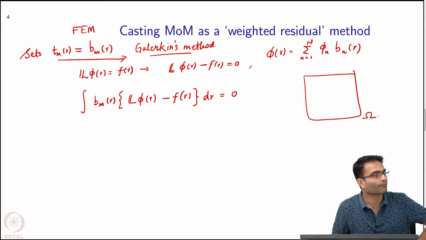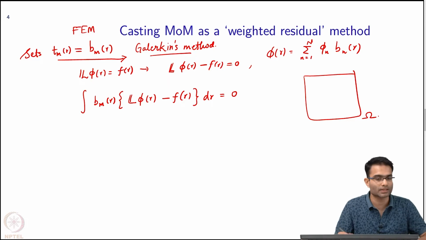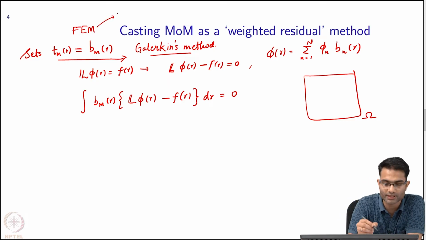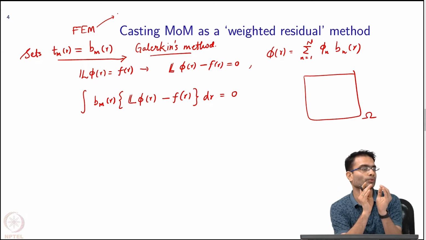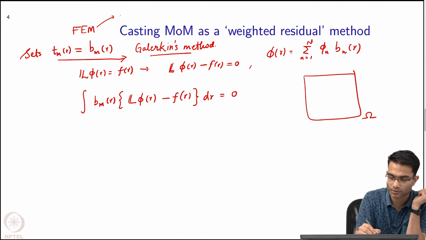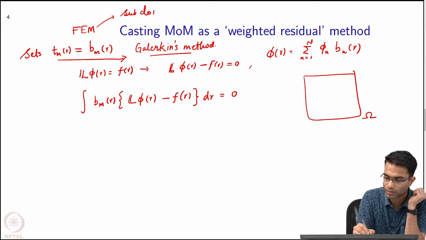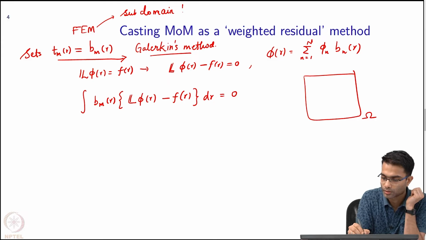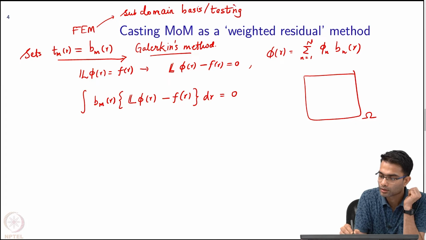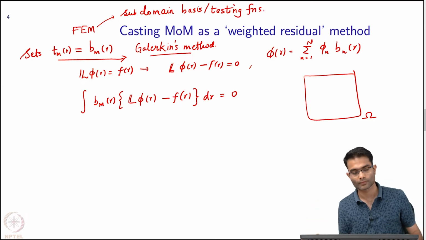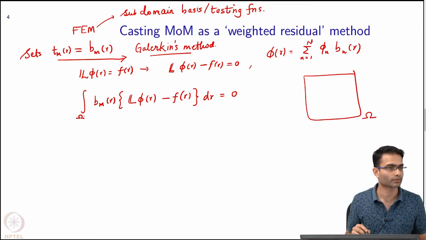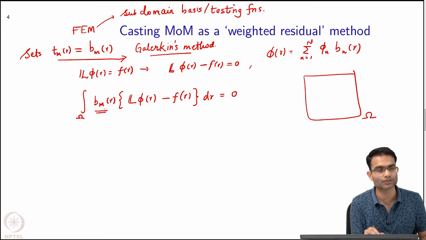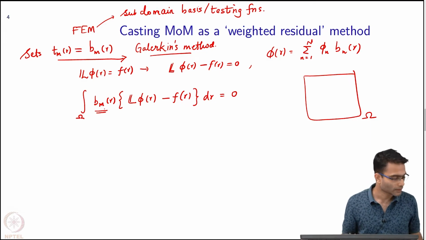Now, throughout FEM, one of the key features is that these basis functions or testing functions are subdomain functions, meaning they are non-zero only over some small region. So, subdomain basis and testing functions. In principle this integral is over the entire domain, but it does not matter because Bm is non-zero only over some small region.